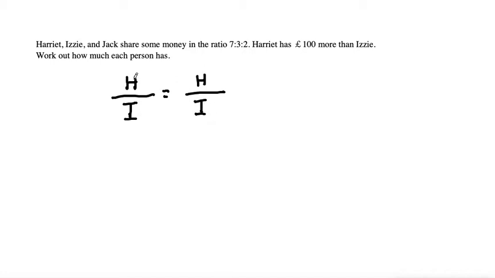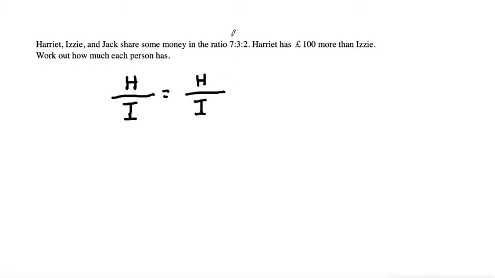So we need for our fractions to be consistent with the same person on top and the same person on bottom on both sides. So setting up, because we do have information about Harriet and Izzie, that's why I started out with using those names in our proportion.